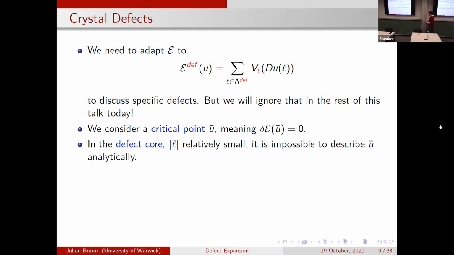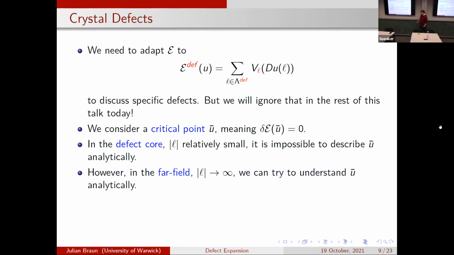Then, in the defect core, where I would say the position is somewhere close to 0, so for an absolute value relatively small, it's impossible to describe the solution analytically, right? The potential is very general. It's a multi-body potential, which can have 100 atoms interacting in a complex way. You can't solve the full nonlinear problem close to the defect core analytically. But what you can do is try to understand it in the far field. Because in the far field, the solution will look closer and closer to the homogeneous lattice. And the difference to that can then be described by linearizations and limits and so on.